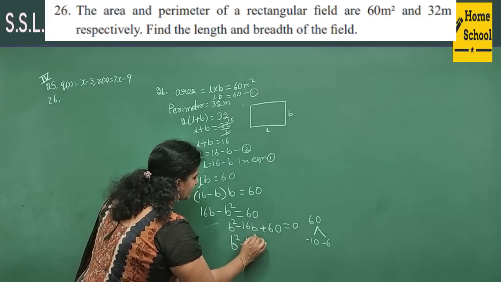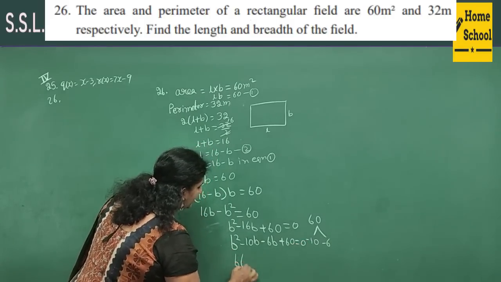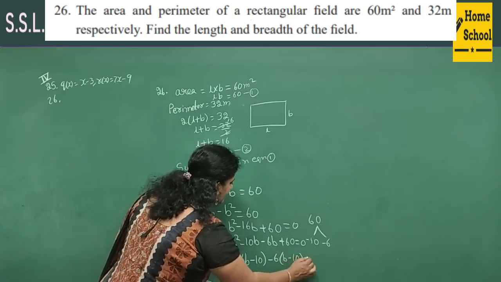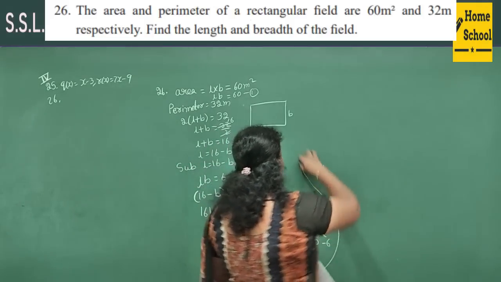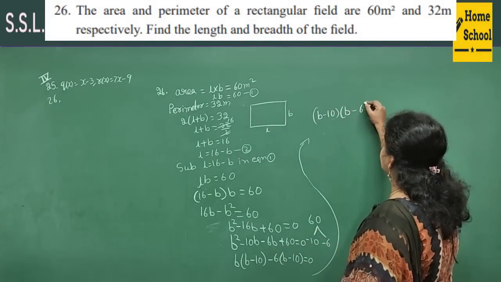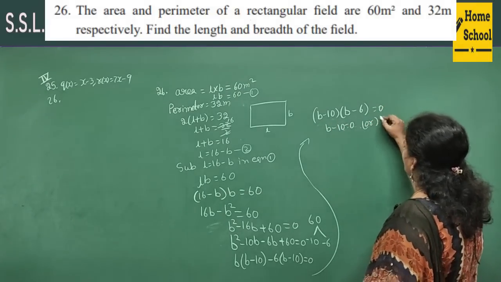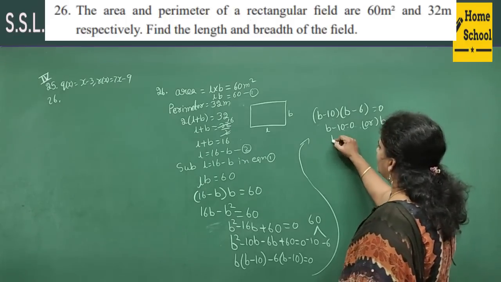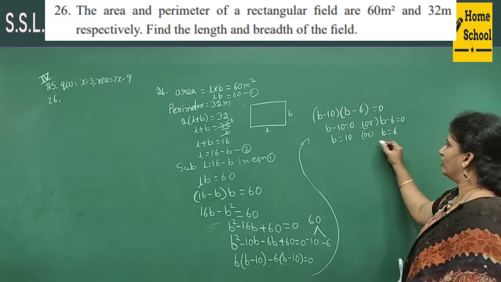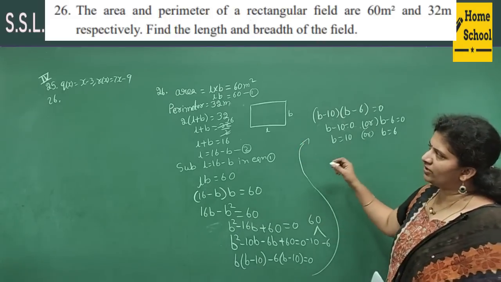b square minus 10b minus 6b plus 60 equal to 0. Take out b common, b minus 10, minus 6 common, again b minus 10 equal to 0. Then this will be b minus 10 into b minus 6 equal to 0. b minus 10 equal to 0 or b minus 6 equal to 0. b is equal to plus 10, b is equal to plus 6. Therefore, b is equal to 10 or b is equal to 6. Breadth is 10. Now, these values you substitute in any one of the equations.